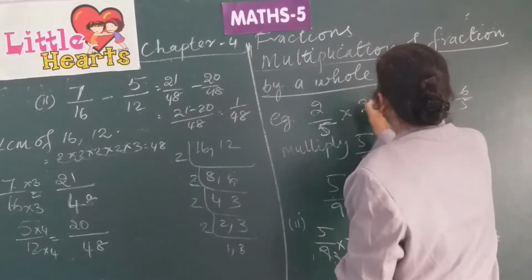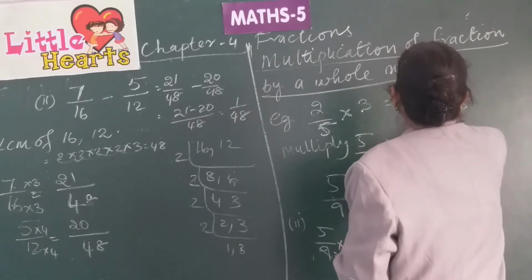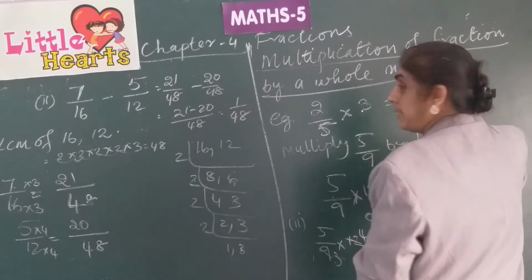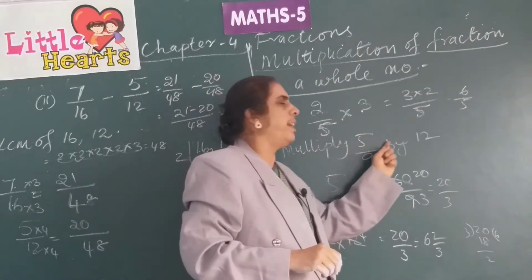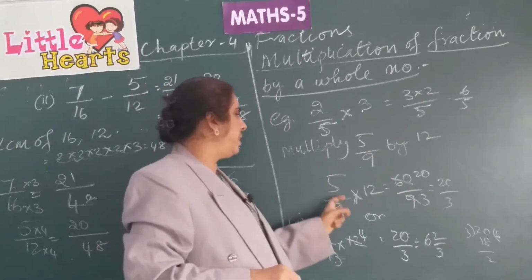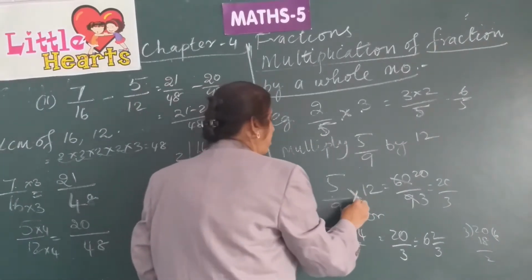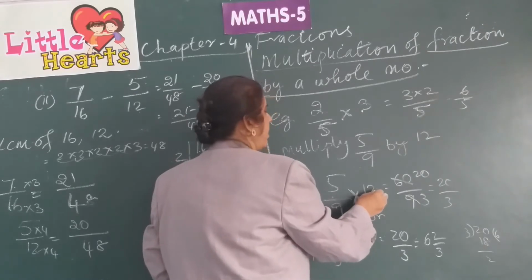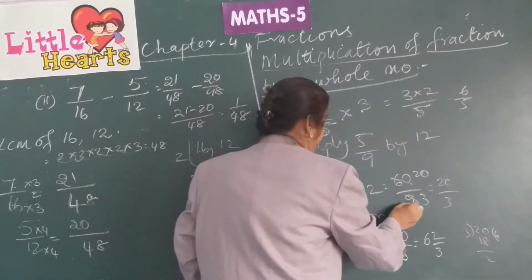Multiply the numerator with the whole number and the denominator will be the same. 3 into 2 by 5 is 6 by 5. Now multiply 5 by 9 by 12. 5 by 9 is a fraction and 12 is a whole number. So 5 by 9 into 12. So 5 into 12 is 60 and by 9.